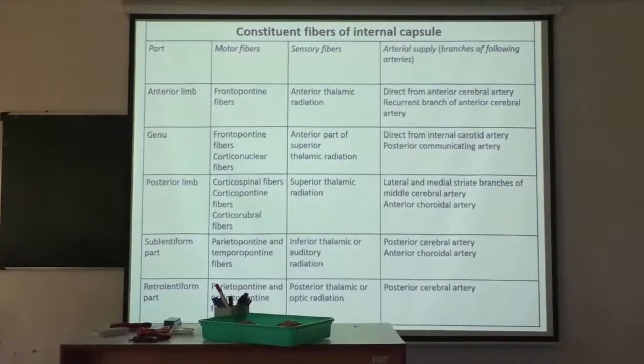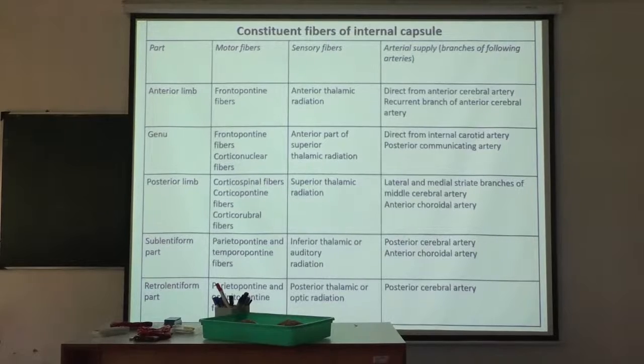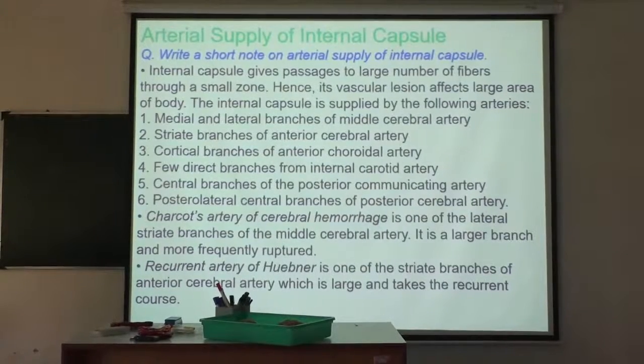In the occipital pole there is the visual cortex, so the optic radiation will be lying there. So sensory fibers are the posterior thalamic or optic radiation, supplied by the posterior cerebral artery. So this chart, you remember very carefully. Okay, next we go to arterial supply.